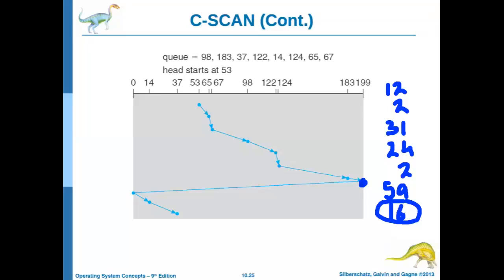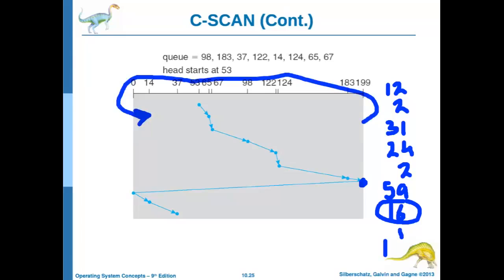So it is something like this. You just need to count that as 1. 199 to 0. Then 14 will be serviced, and then 37. So 37 minus 14 is 23. And you need to sum these all.